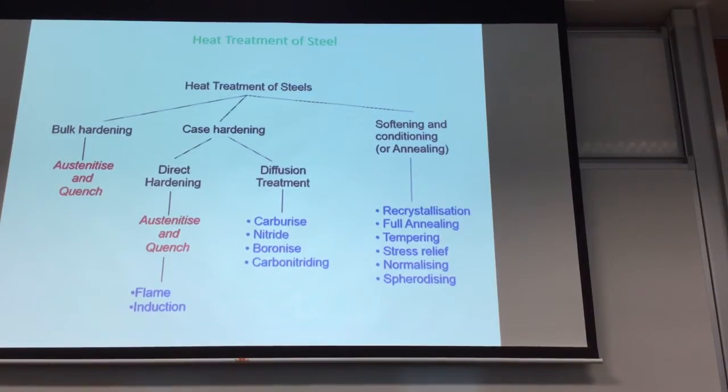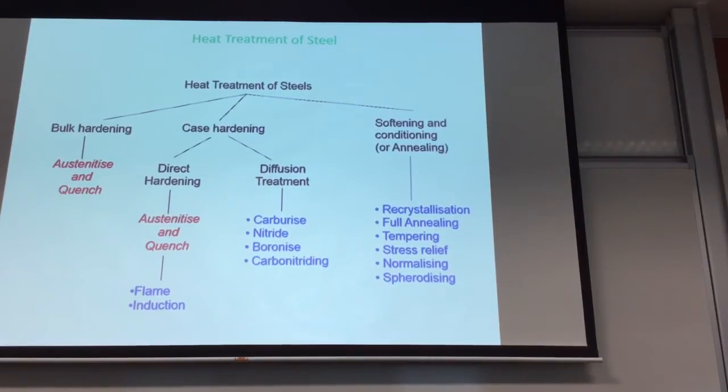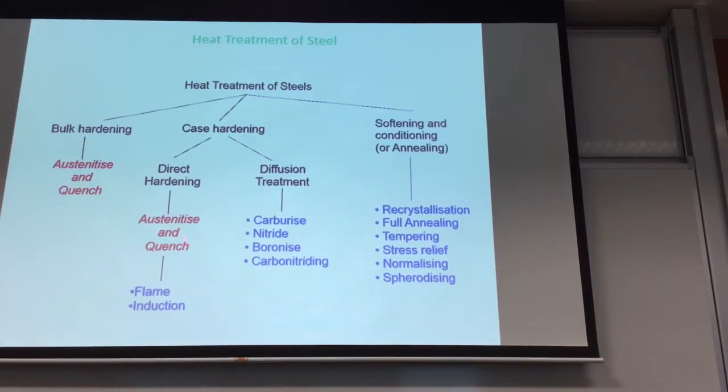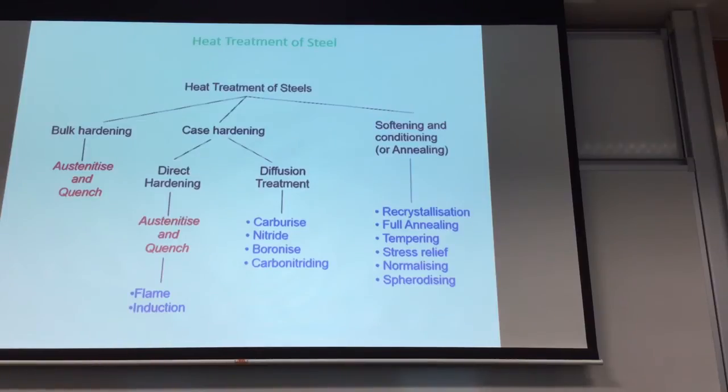It's the same thing as your bulk hardening, except that right now we just heat up the surface. Okay, so we have what is called direct hardening. In this case, we austenitize and we quench. This one is only for the surface. There are two ways of doing this. One is flame, one is induction. And this is for steels which have a sufficient amount of carbon. For steels which do not have enough carbon in them, we have to do something. For example, we have to introduce carbon to our steel. So that's why we have this kind of diffusion.